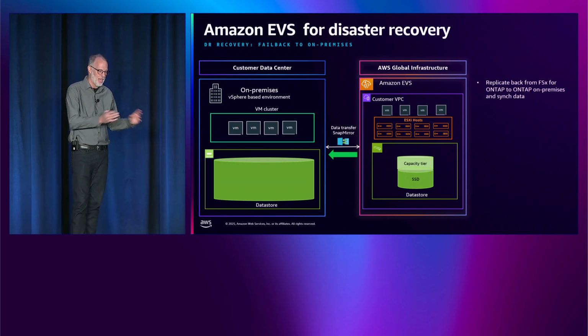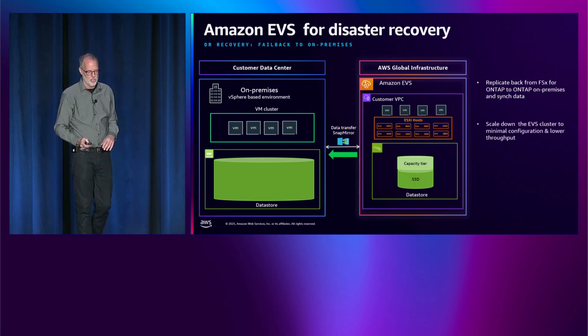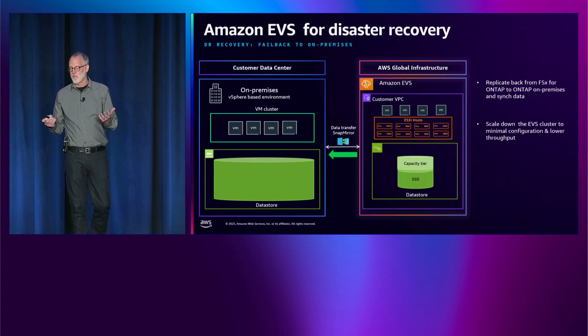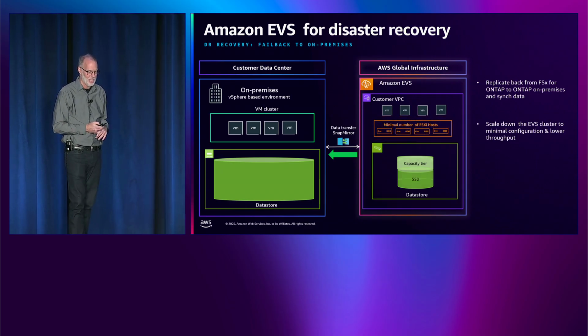So you start replicating your data back, using that SnapMirror technology, deduping and compressing the data, so there's a very minimal footprint coming back when you do the replication back. Then you scale down that EVS cluster. You no longer need 8 ESXi hosts, right? So you can scale that back down to the minimum.